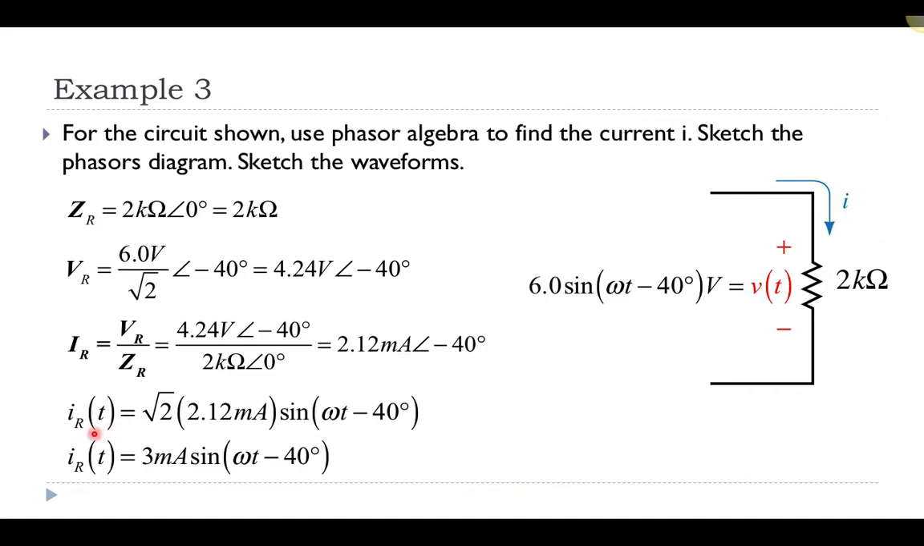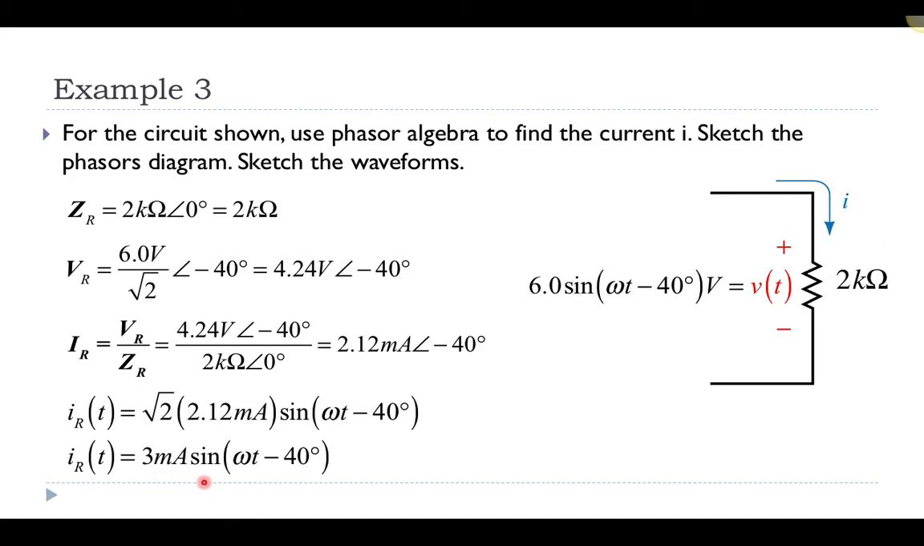I can convert that back into a sinusoidal varying source for the current through the resistor by taking the effective value and multiplying by the square root of 2, and then putting in sine omega t, and then putting in that phase shift of negative 40. And then I get square root of 2 times 2.12 is 3 milliamps. So my current is varying sinusoidally. It's in phase with the voltage supply, right? Negative 40, negative 40. And I have figured out what the current is, which is 3 milliamps.